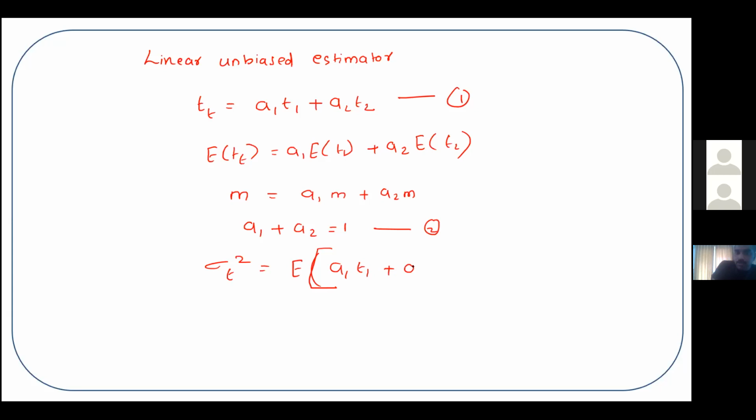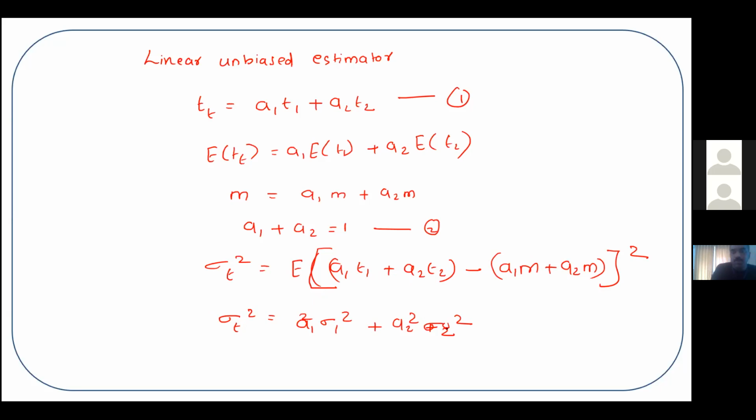Remember what the variance is: it is X minus X bar. So this can be written like this. Finally, from this I can write that sigma T squared is equal to A1 squared sigma 1 squared plus A2 squared sigma 2 squared. You can do the rest of these calculations, which is just simple maths. So you can get the variance of the truth.